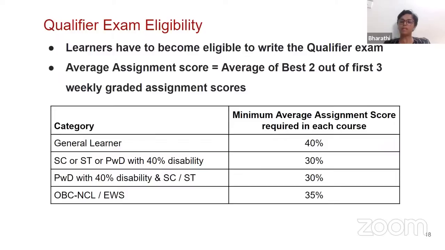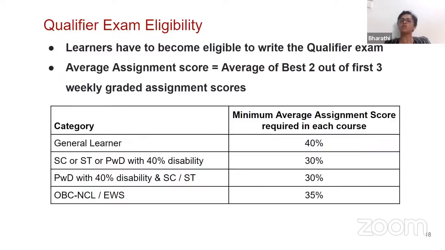So when we take out the best 2 out of 3 of the first 3 weeks of assignment scores, we take the average of the weekly graded assignment score in each subject: English 1, Maths 1, Statistics 1, and Computational Thinking. You must score more than this minimum marks to get a hall ticket to the qualifier exam. This is very important. We have seen many students who do not get this cutoff and hence do not get the hall ticket to the qualifier exam.